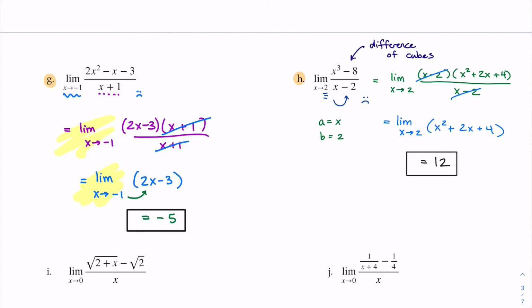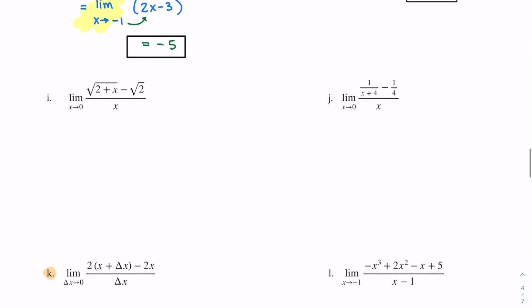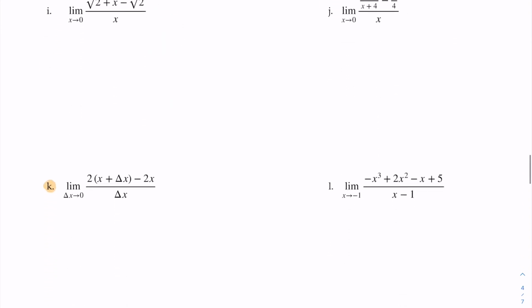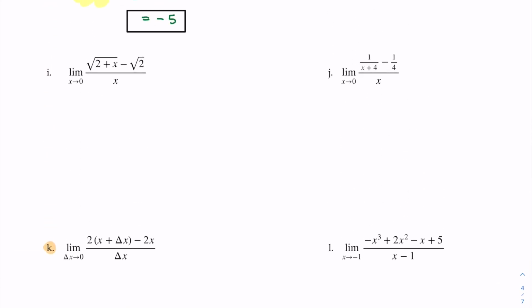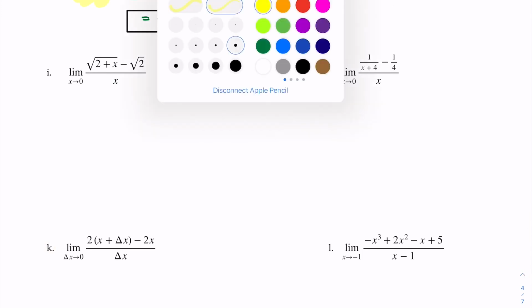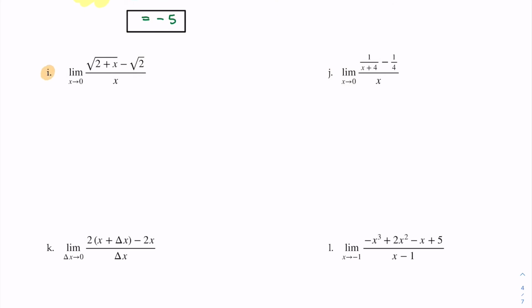Well done, everybody. There are plenty of times where we will substitute in that limit value, and we will get an indeterminate form, 0 over 0, infinity over infinity, and we won't be able to factor. There are some problems like that. Let's see if we can find any here. You know what? I had originally planned for letter K, but I think we are better off trying out letter I right here.